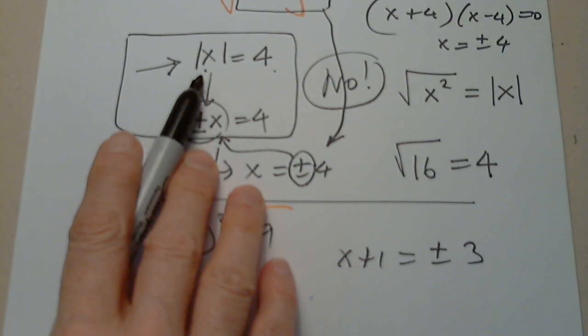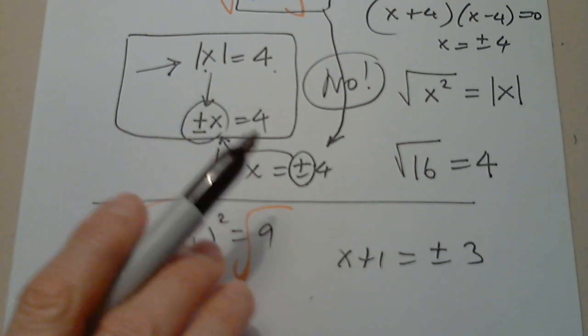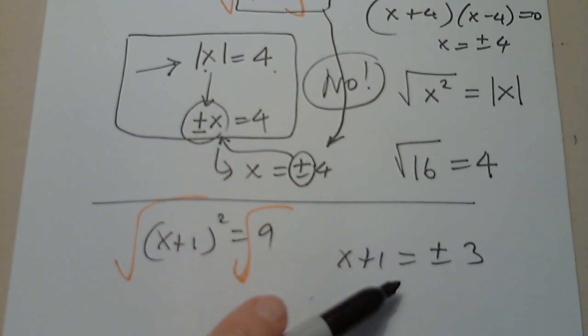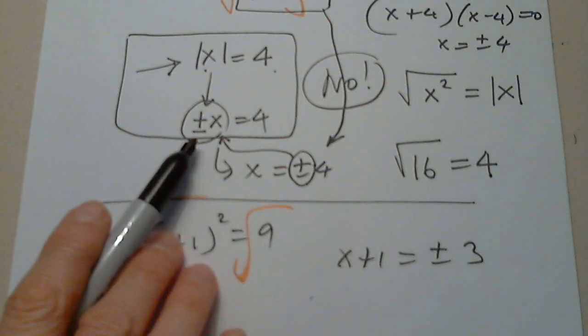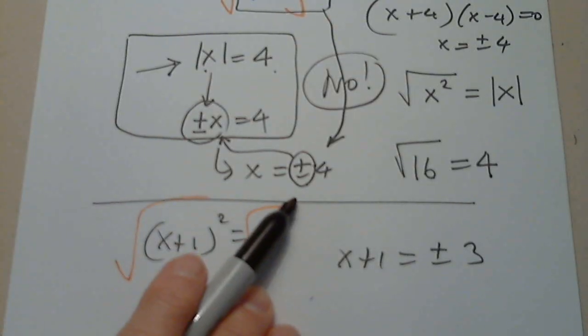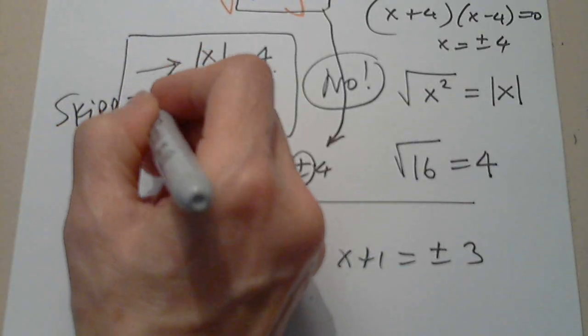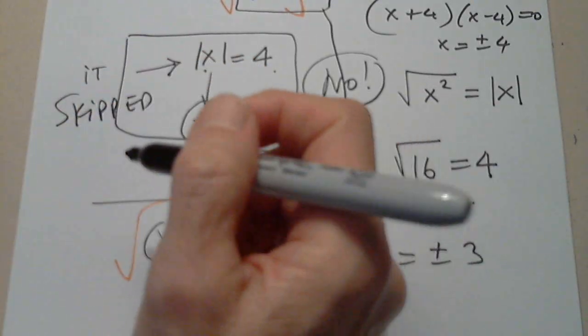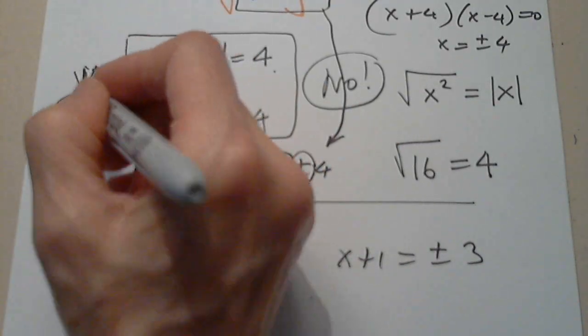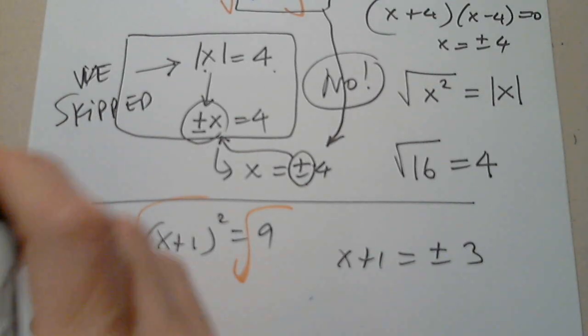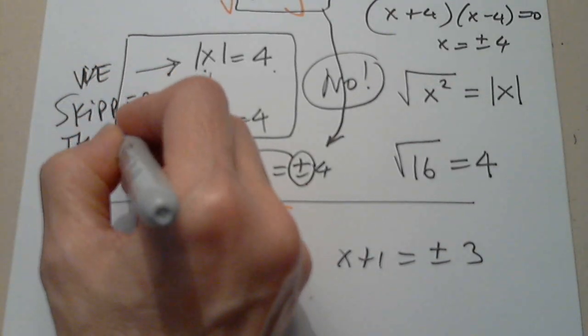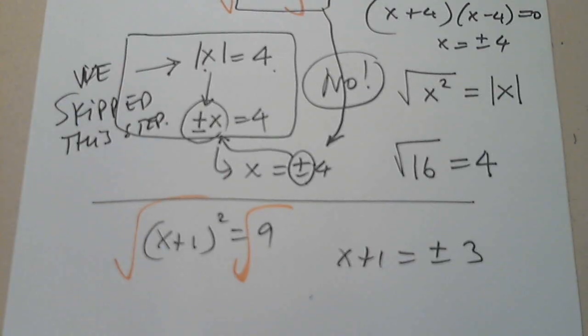I should write this step. I should write the absolute value of x plus 1 equals 3, and then write this step and then this step. We skip this. We skipped it. Or I should write just we skipped this step. But this is the correct step.